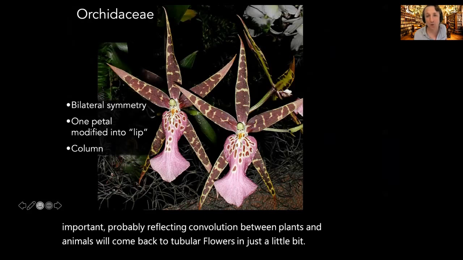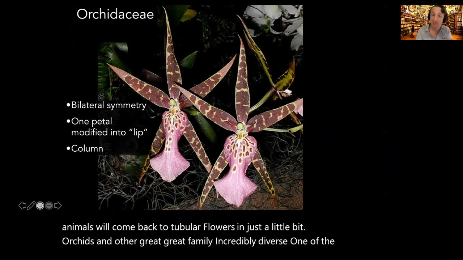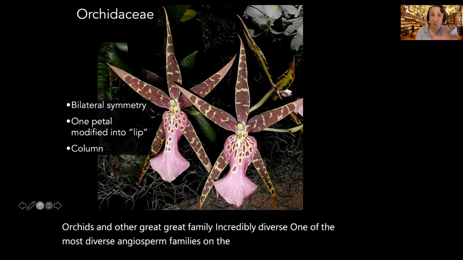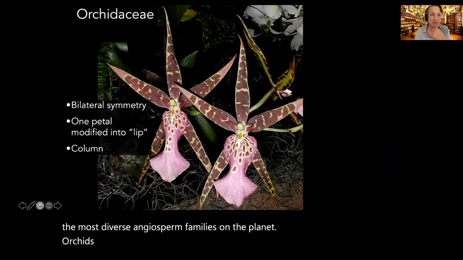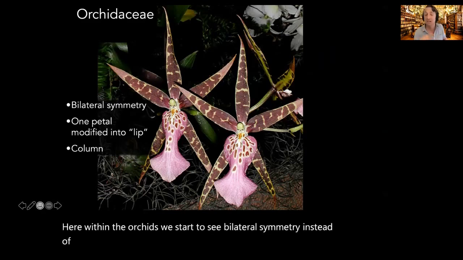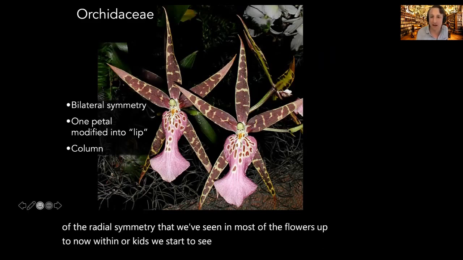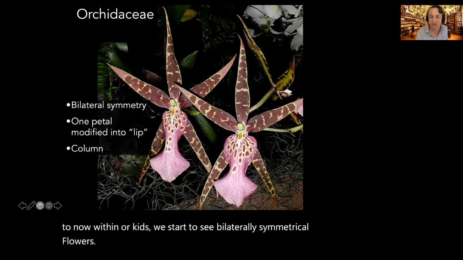Orchids, another great family, incredibly diverse. One of the most diverse angiosperm families on the planet. Okay, orchids, everyone loves orchids. Here within the orchids, we start to see bilateral symmetry instead of the radial symmetry that we've seen in most of the flowers up to now. Within orchids, we start to see bilaterally symmetrical flowers, okay?